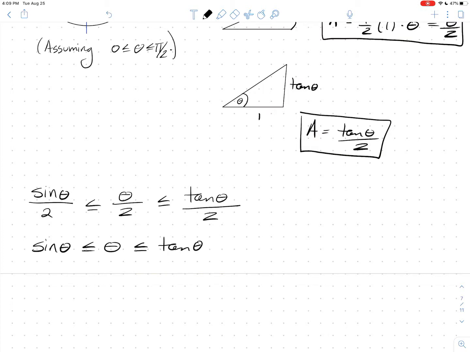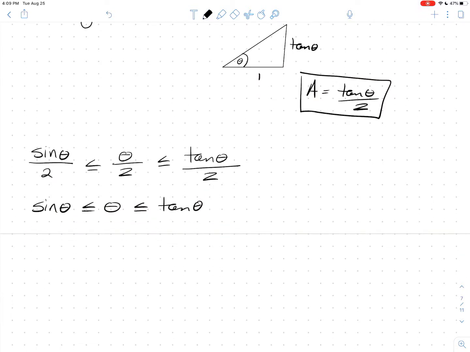And now I'm going to do something a little bit crazy. I'm interested in sine theta over theta, and I don't see that here. So I could divide everything by theta if I wanted to, and that would give me my sine theta over theta. But it turns out I'd be stuck with a tangent theta over theta, which is even worse. So I'm going to divide everything by sine theta. When I divide everything by sine theta, I get 1 is less than or equal to theta over sine theta is less than or equal to, think with me, tangent.